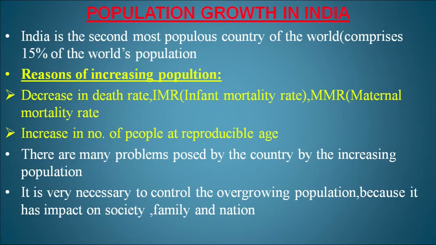Population growth in India. India is the second most populous country of the world, which comprises 15% of the world's population. The reason behind the increasing population is the decrease in death rate, IMR (infant mortality rate), MMR (maternal mortality rate), and an increase in the number of people at reproductive age. There are many problems posed to the country by the increasing population, and it is very necessary to control the overgrowing population because it has an impact on society, family and nation.